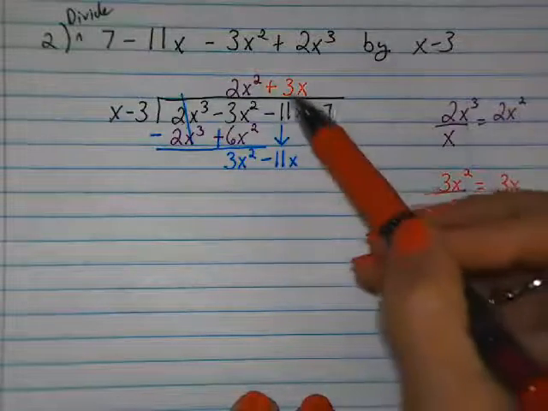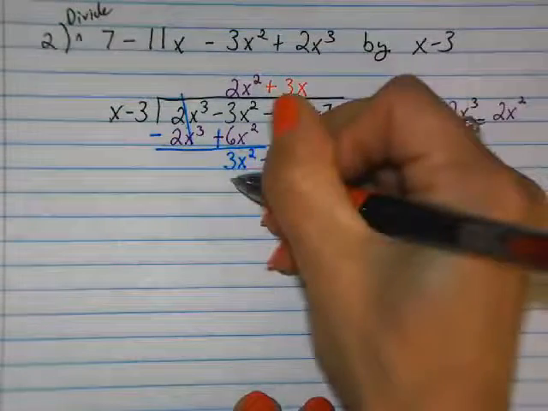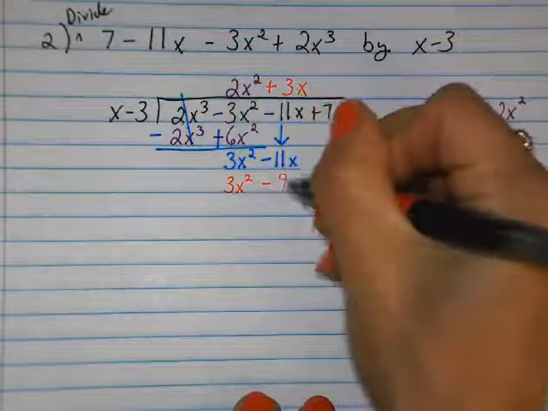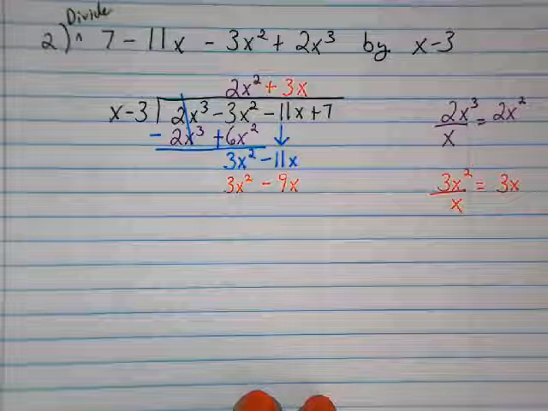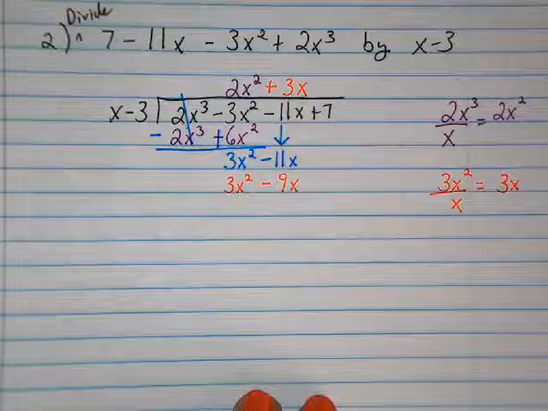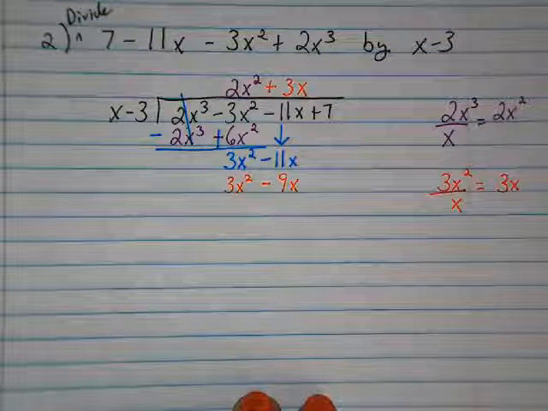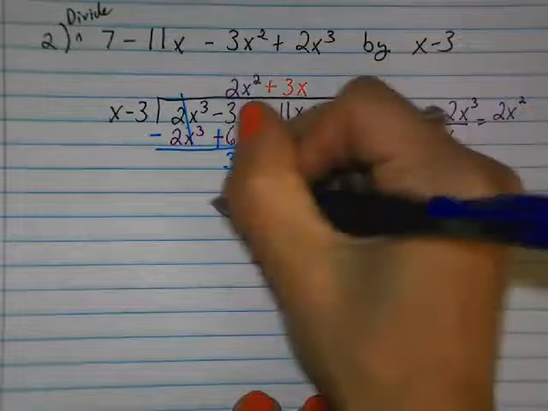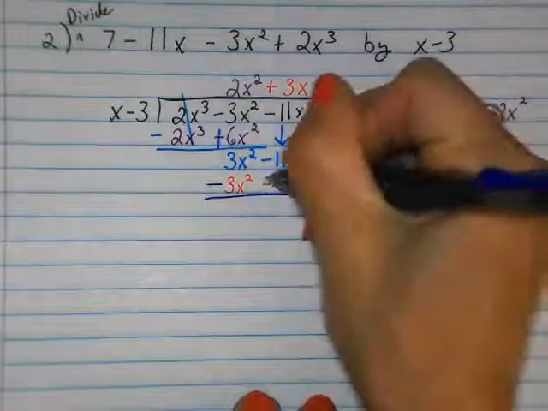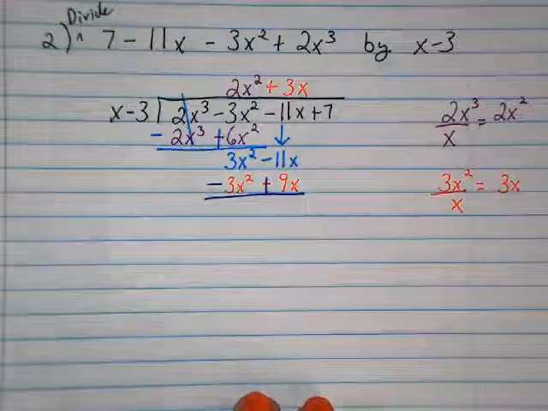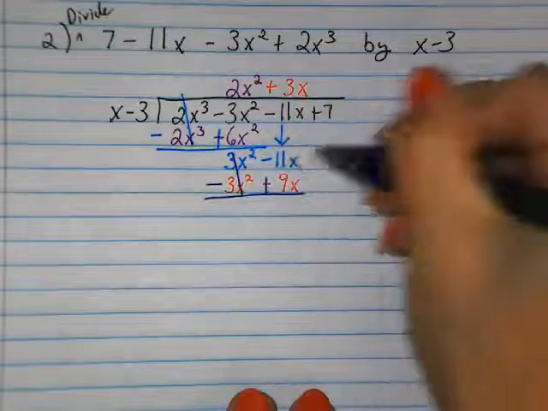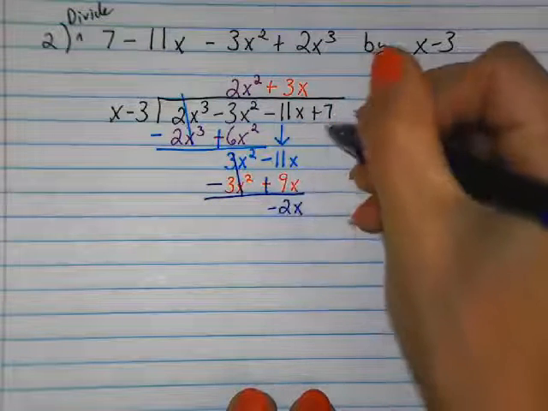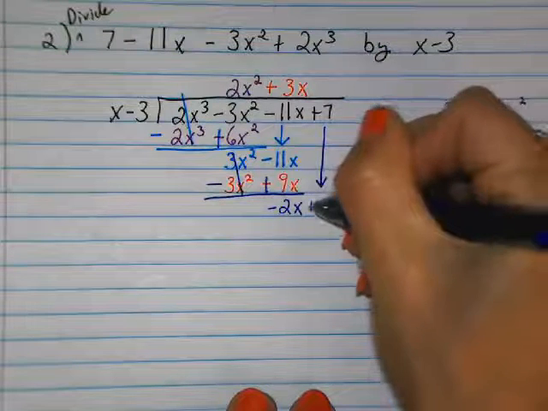Alright, let's see. 3x times x is 3x squared. 3x times negative 3 is negative 9x. So double check yourself, make sure you're good. Alright, we ready? I'm going to draw a line, change my signs. These cancel. Negative 11x plus 9x is negative 2x. Bring down the next term.